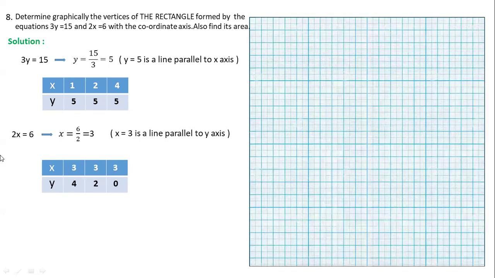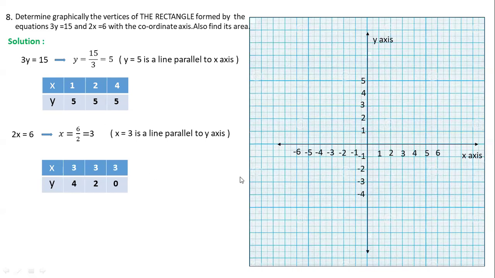Now draw them graphically with the coordinate axes. This is the x-axis. This is the y-axis. Number it. x is 1, y is 5. It is here. x is 2, 5. Here. 3, 4, 5. It's here. Join it. The equation y is equal to 5. So it's a line parallel to the x-axis, clearly visible.